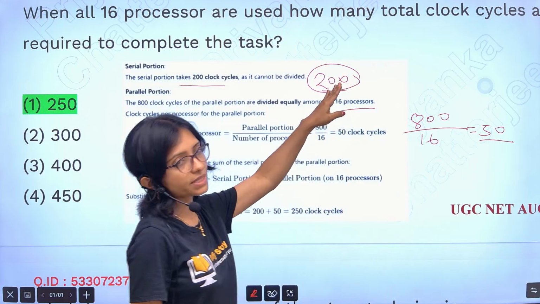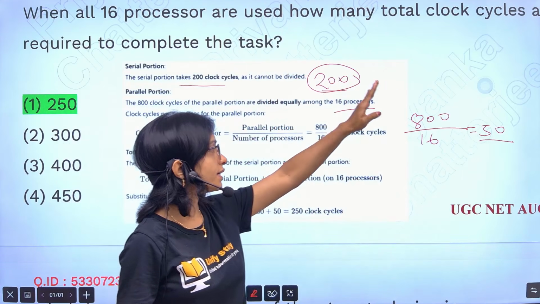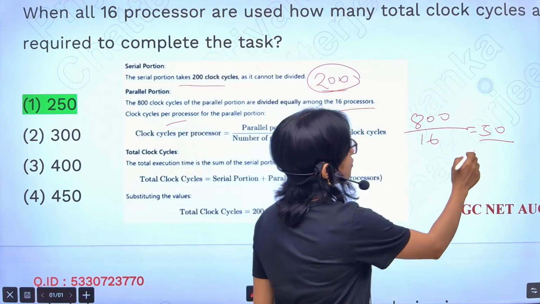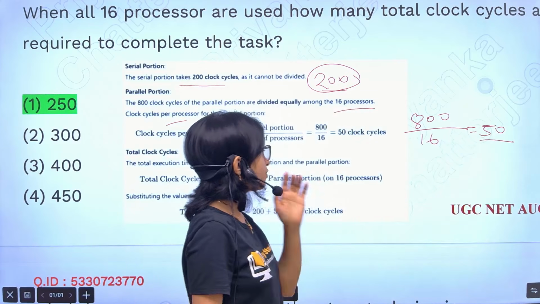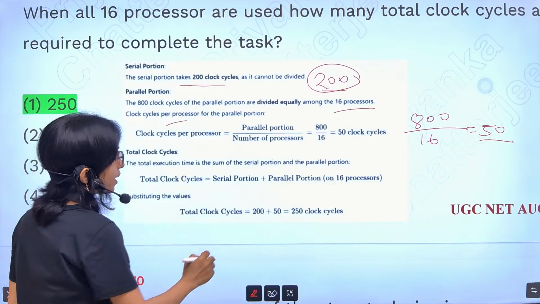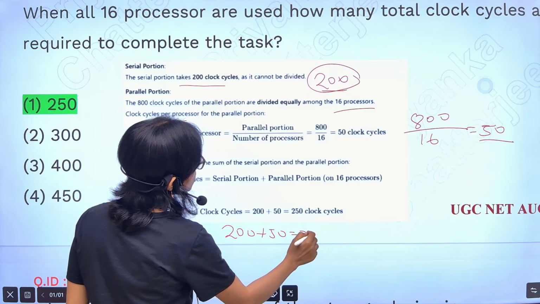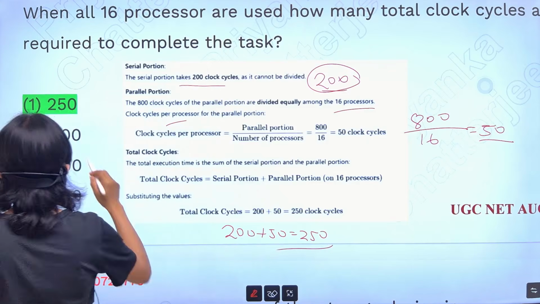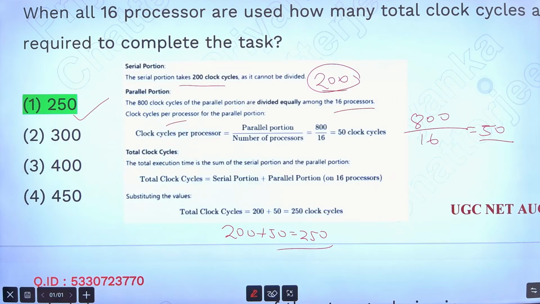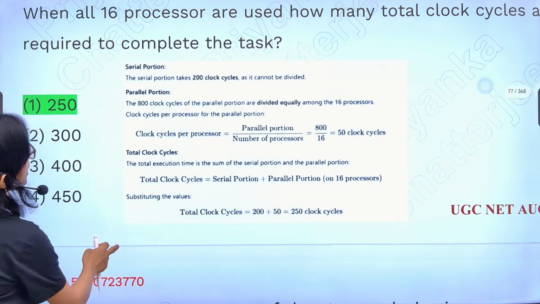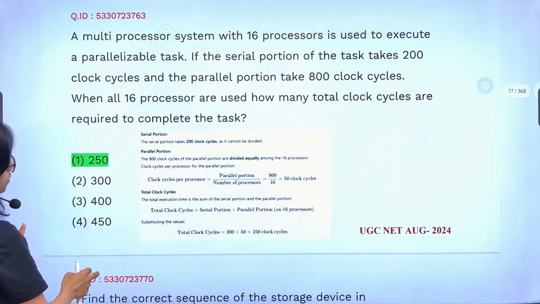But serial will be the same. So serial is 200 and here for the parallel I am taking 50 clock cycles. That's why my total will be 200 plus 50, that means 250. That's why your answer is here 250. Got it? Why? Yeah, this is the way you are getting the answer 250.